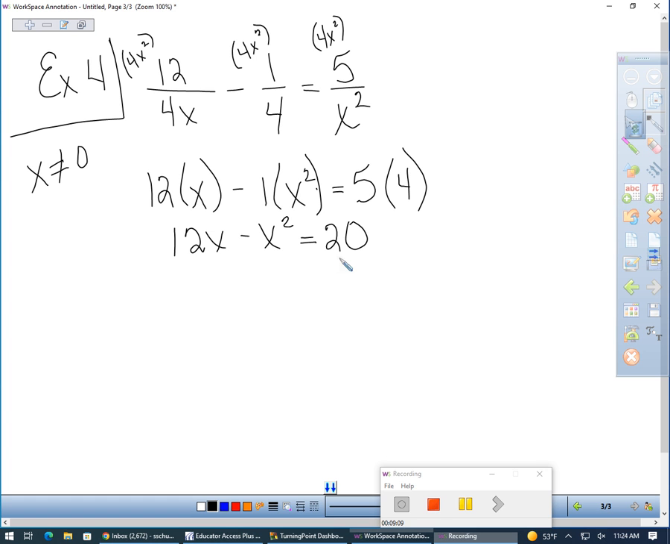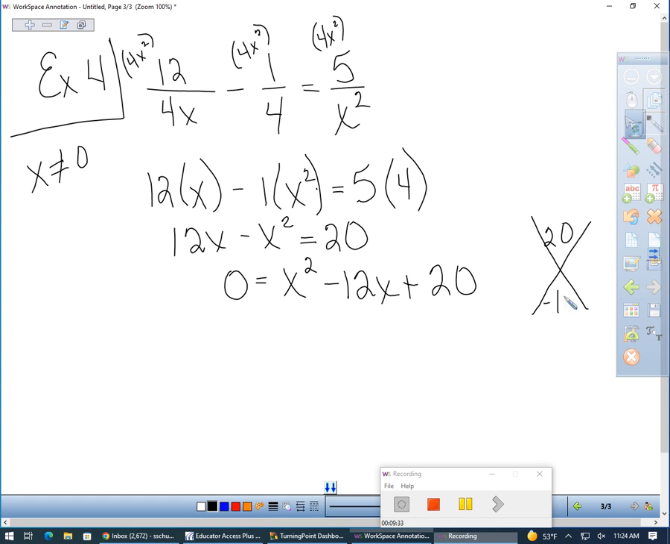Again, I want to get this set equal to 0 since I have a squared term or a quadratic term. And since it's negative, I'm going to move it to the right so it's positive. So I'm going to add x squared to the right, and I'm going to subtract 12x to the right. So I have 0 equals x squared minus 12x plus 20. Now I'm going to go ahead and factor that. 20 on top, negative 12 on the bottom. My factors would be negative 10 and negative 2. So I have x minus 10 times x minus 2.